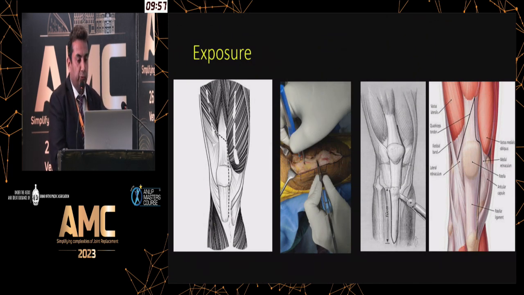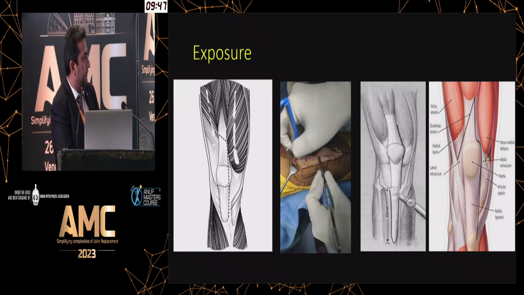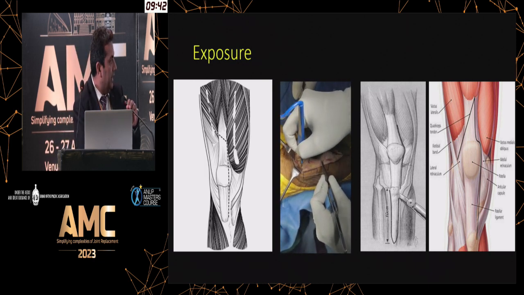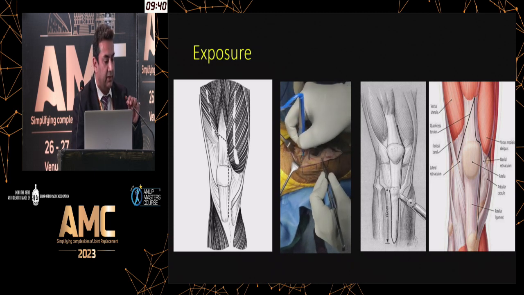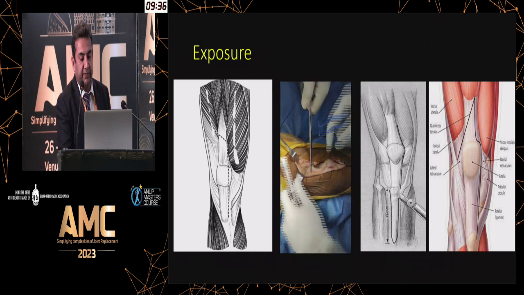For the exposure in my revision cases, 90% of the times a quadriceps snip would suffice, and it's a very simple procedure. If you have a tight knee, you can just go ahead, and this is the quadriceps snip being done, you can see here. At a 45-degree angle, I'm just cutting the quadriceps tendon obliquely 3 to 4 centimeters above the upper pole of the patella.